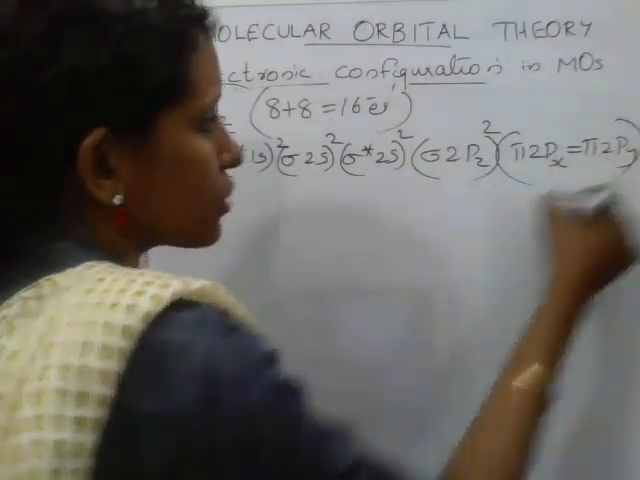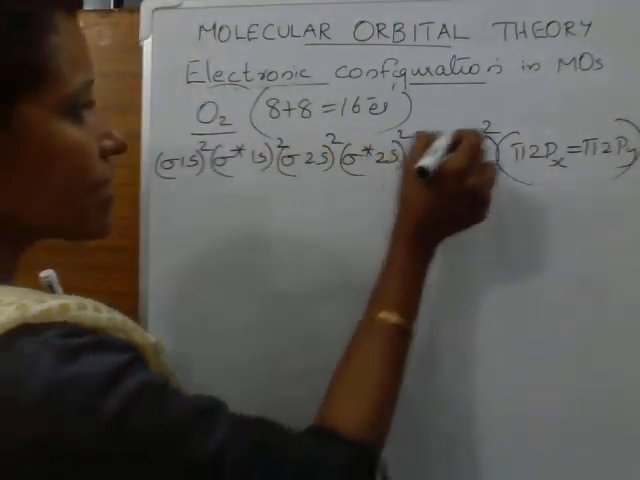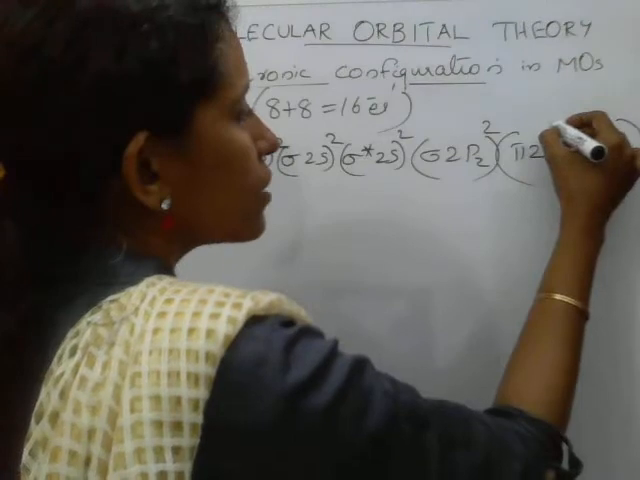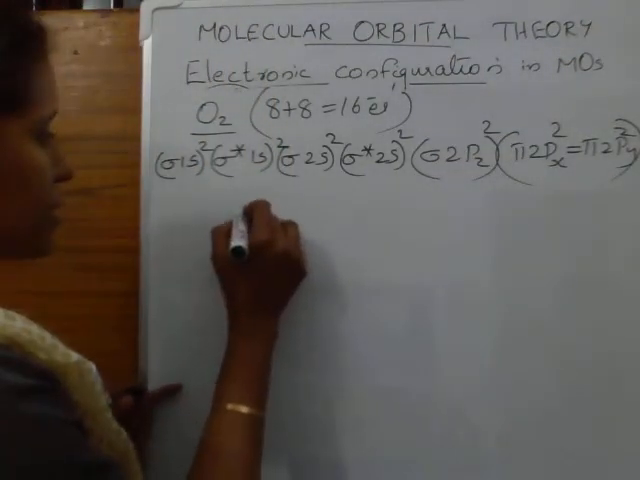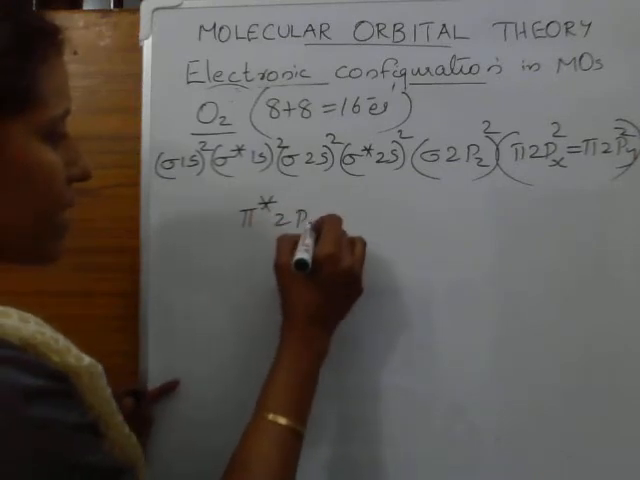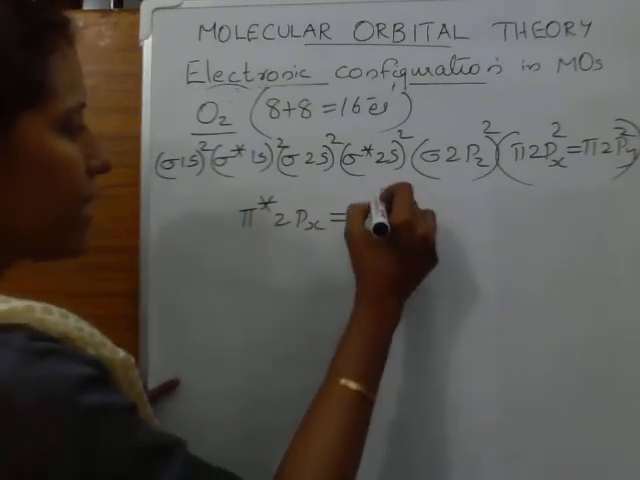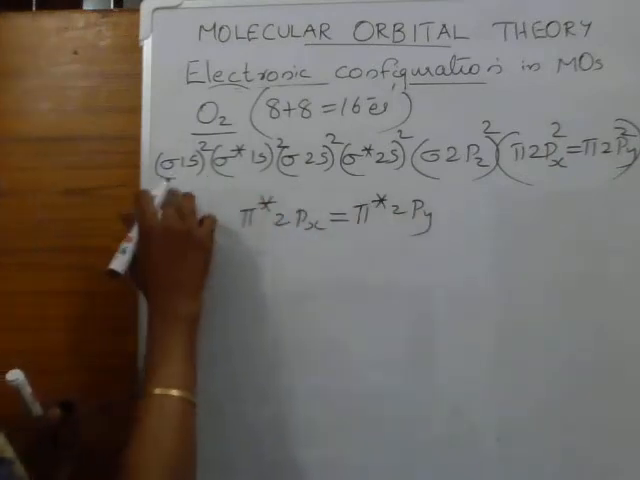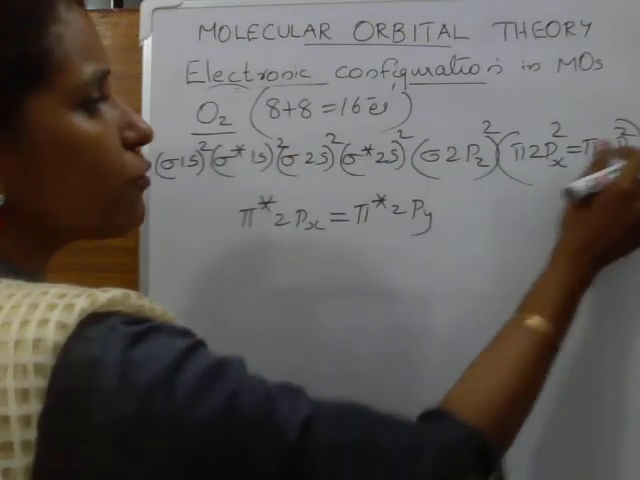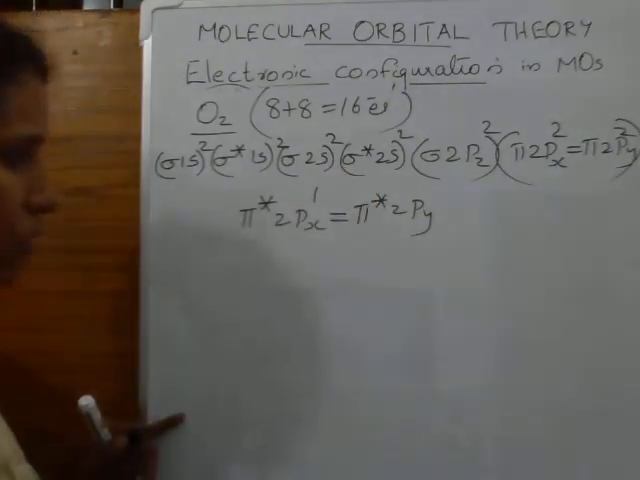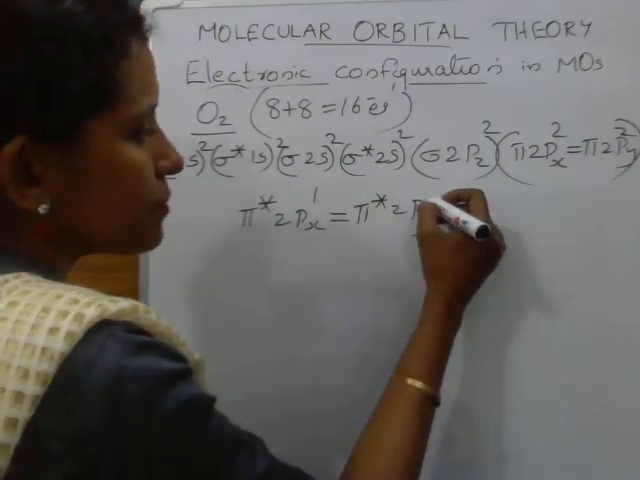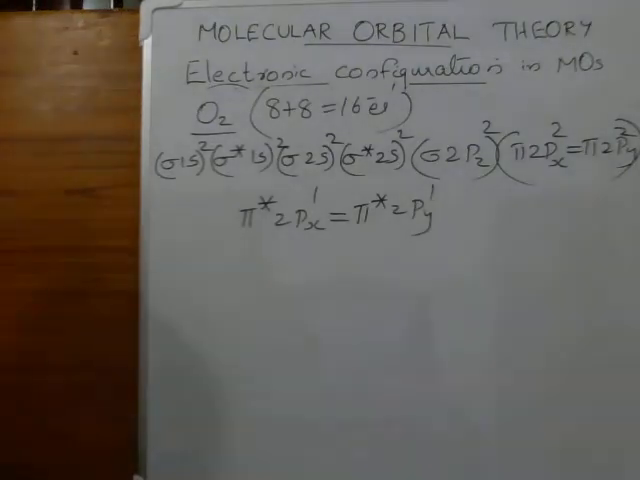Here also you have to notice 2, 4, 6, 8, 10, 12, 14 electrons, 2 more electrons. Next higher energy orbital is pi star 2px, same energy as pi star 2py. So up to here 14 electrons, 2 more electrons remaining. First electron goes into pi star 2px, then the second electron into pi star 2py, obeying Hund's rule. So this is the electronic configuration of oxygen molecule.